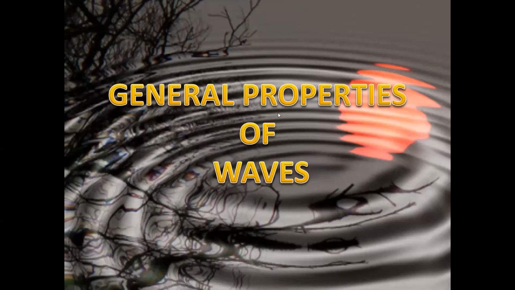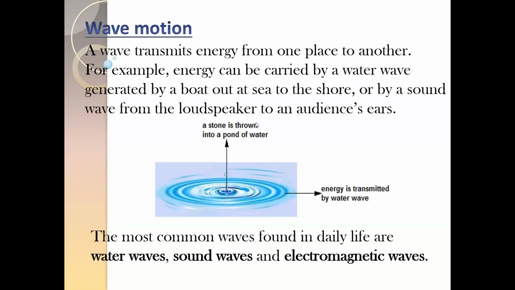So we started with the general properties of a wave, the way by which energy transfers from one place to another. There are many examples in our daily life. We have water waves, sound waves, electromagnetic waves such as light waves, infrared radiation, or X-rays. There are many types of waves.